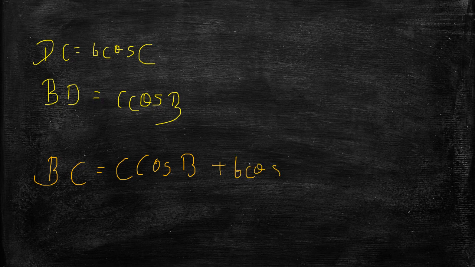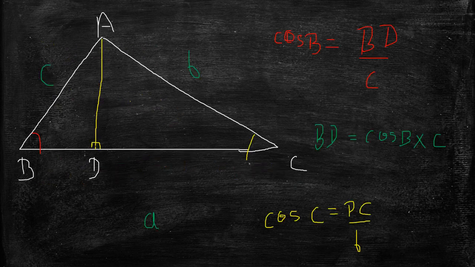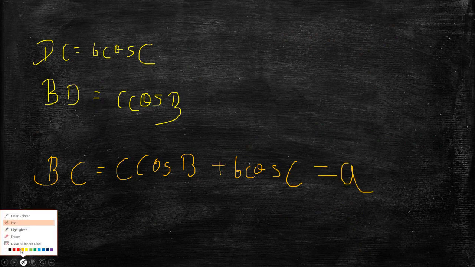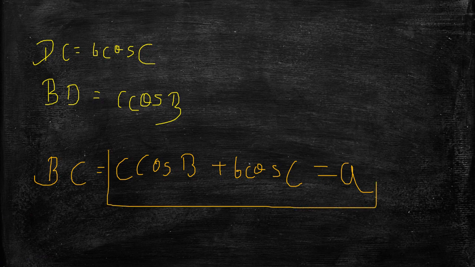Now what is my BC? BC is actually a only, because it's the side opposite to the angle A. So this will be equal to my small a. So I get a is equal to b cos C plus c cos B.